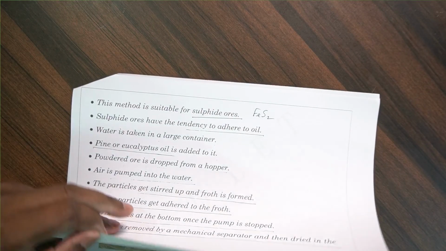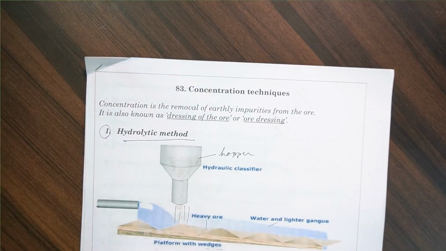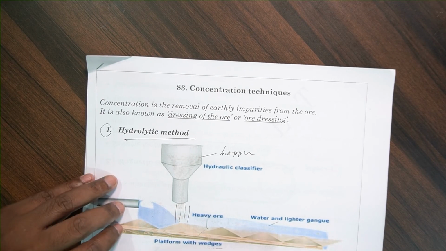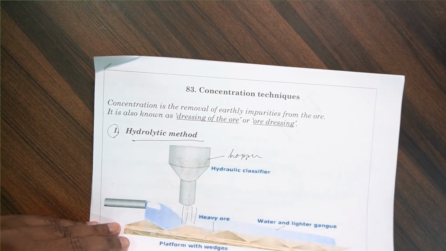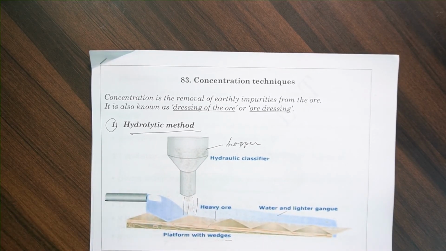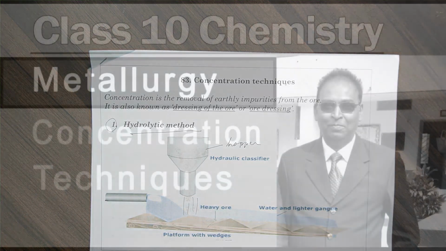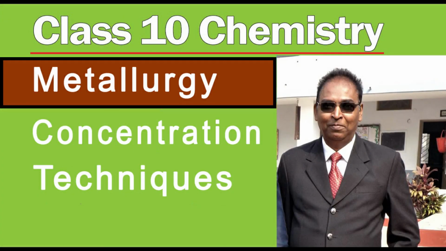So these are the three techniques of concentration of ore. First technique is the hydrolytic method, second one is the electromagnetic process or magnetic separation, and third one is froth flotation. The first one, the hydrolytic method, is for ores which have high density. The second one, the electromagnetic process, is for ores which are attracted by magnets, and the third one is for sulfide ores, that is froth flotation. So children, I hope you understood the three different techniques of concentration of ores.